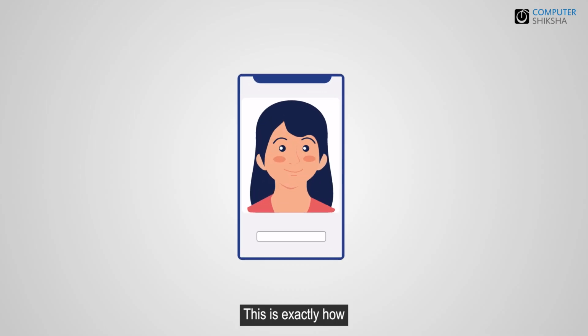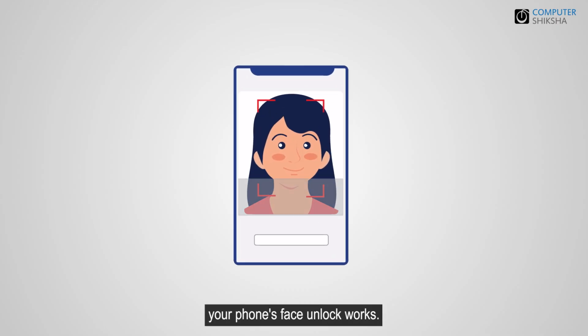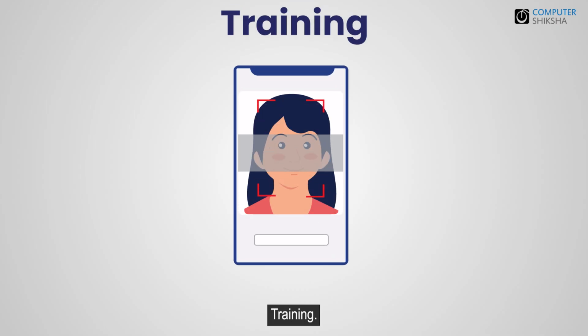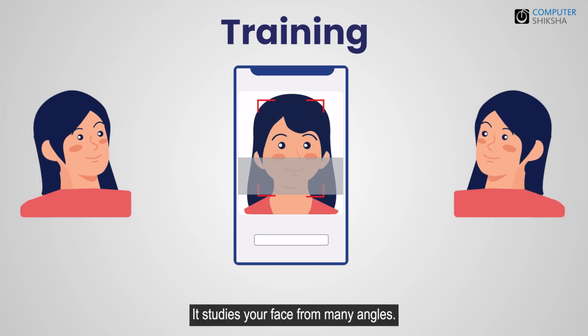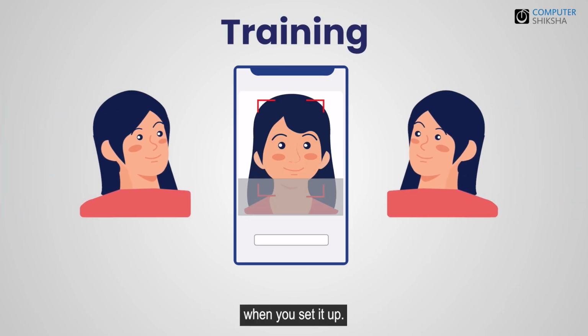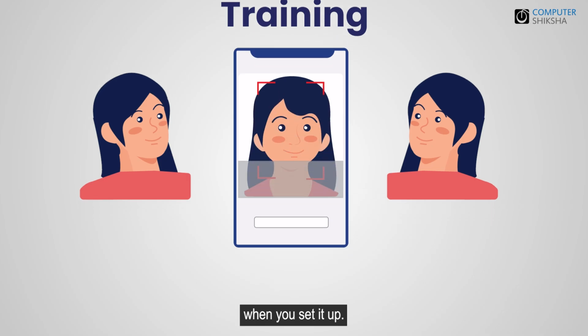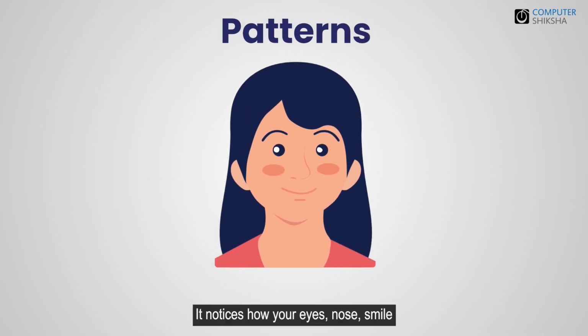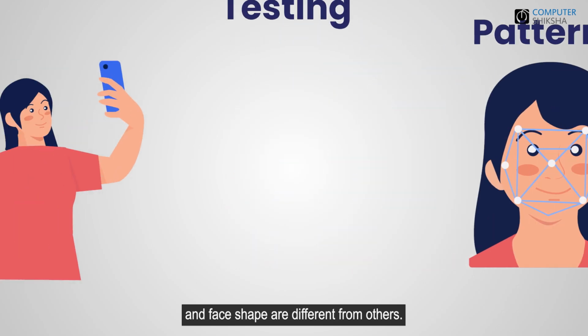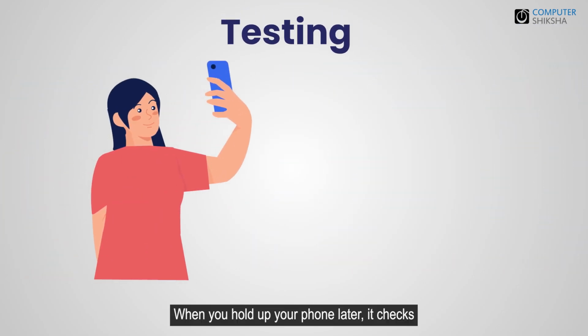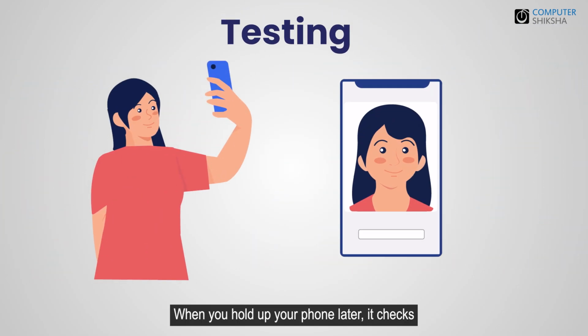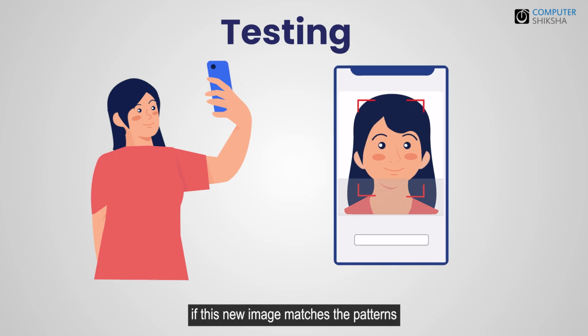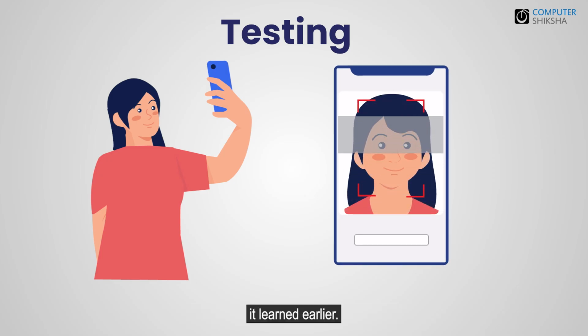This is exactly how your phone's face unlock works. Training. It studies your face from many angles when you set it up. Patterns. It notices how your eyes, nose, smile, and face shape are different from others. Testing. When you hold up your phone later, it checks if this new image matches the patterns it learned earlier.